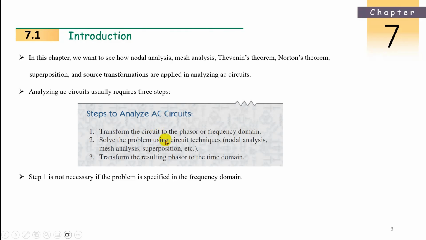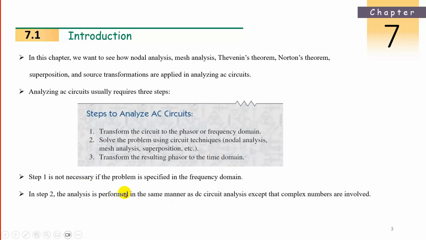Before going further, what are the steps we discussed? First, transform the circuit to the phasor or frequency domain. If a circuit is generally given in sinusoid form, it has to be transformed to the phasor or frequency domain. Then solve the problem using circuit techniques like node analysis, mesh analysis, superposition, Norton's, or maximum power, whatever the question requires. Finally, transform the resulting phasor back to the time domain sinusoid. Step 1 is not necessary if the problem is already given in the frequency domain, like polar or rectangular form; then we can go directly with the techniques.